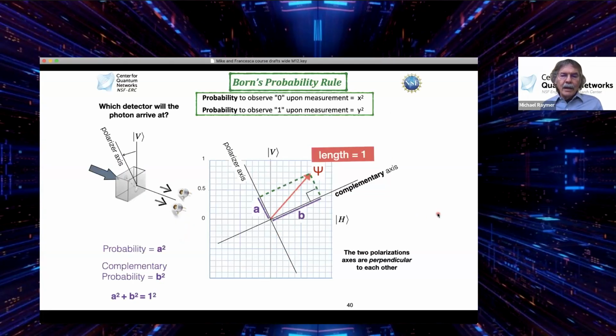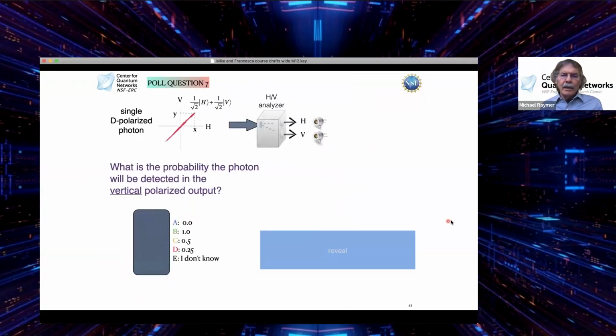And then to calculate the probabilities that one detector or the other will click on a given trial, given the polarization axis, we just rotate the entire picture I showed before. So we have the projection of the psi vector onto the polarization axis, which has value A, and we can project that onto the other complementary axis, which is B, and A squared plus B squared is 1, and A squared is the probability, and B squared is the other probability. So that's how the mathematics works. If you don't follow that all, don't worry about it. Just keep going. Okay, so here's a poll question.